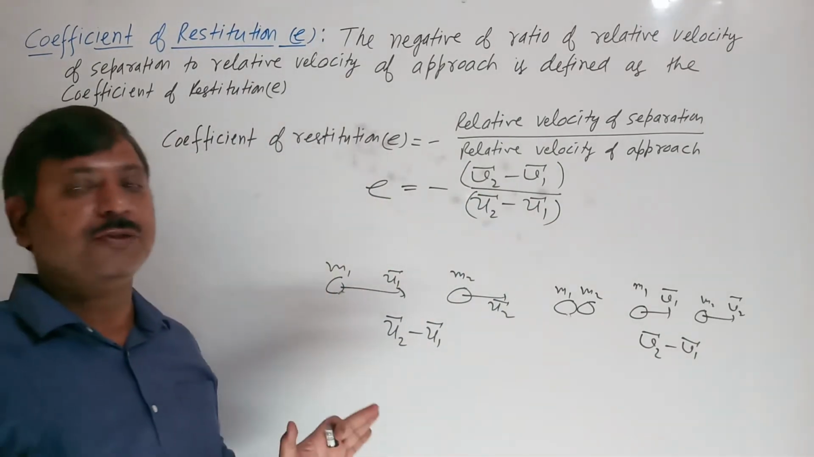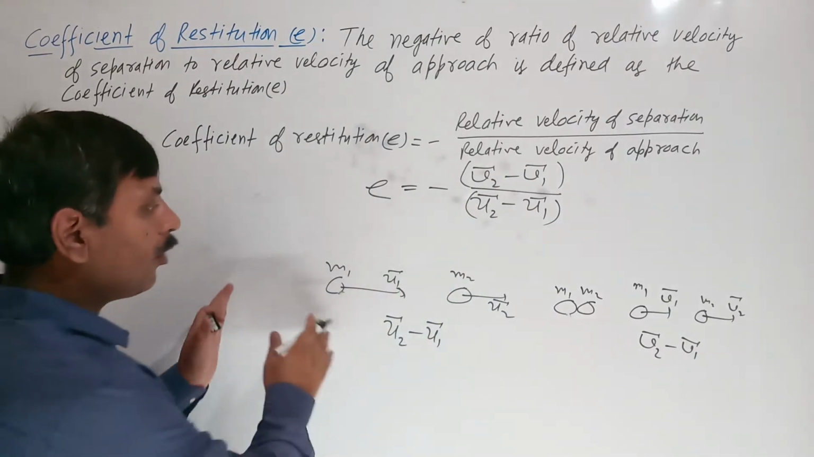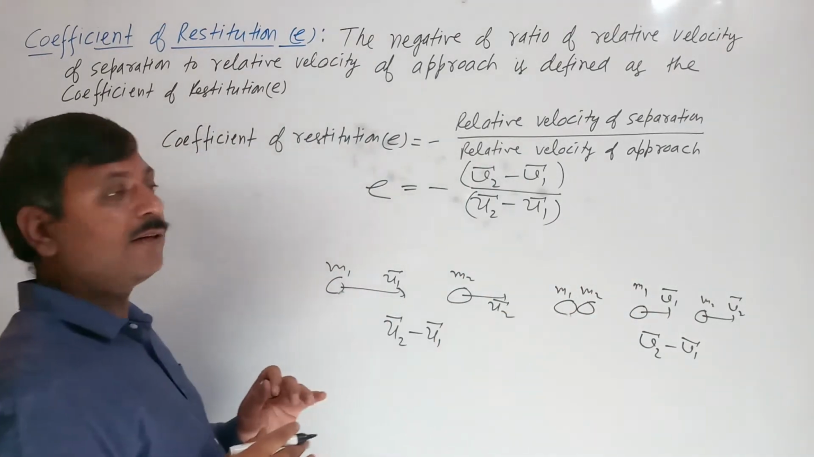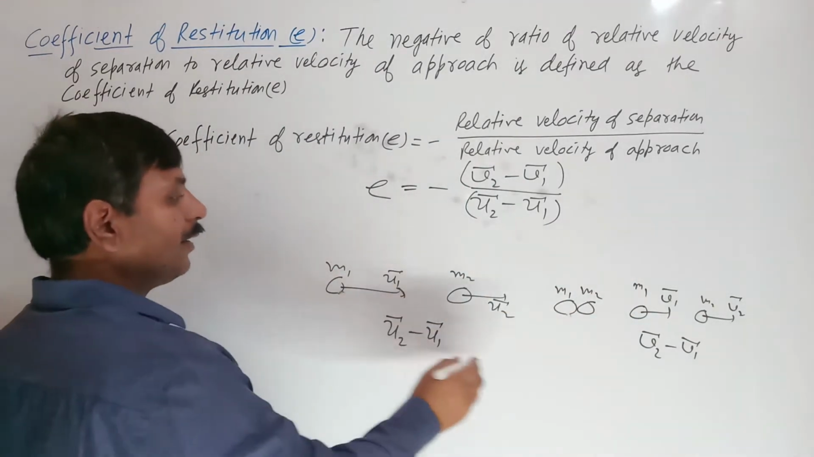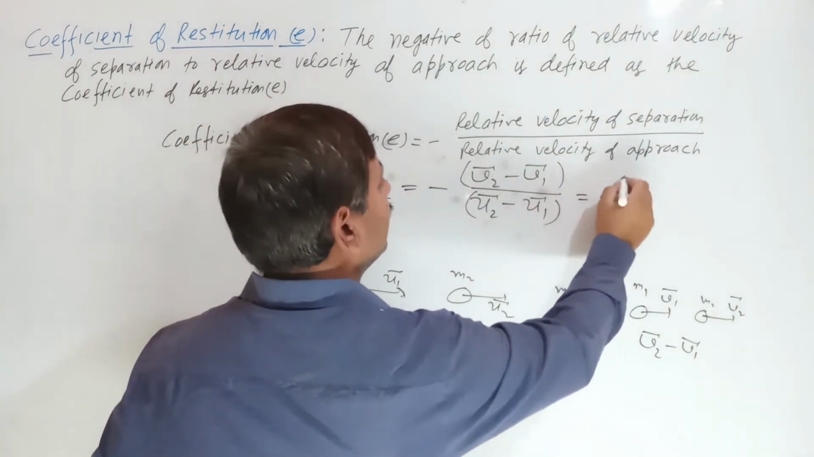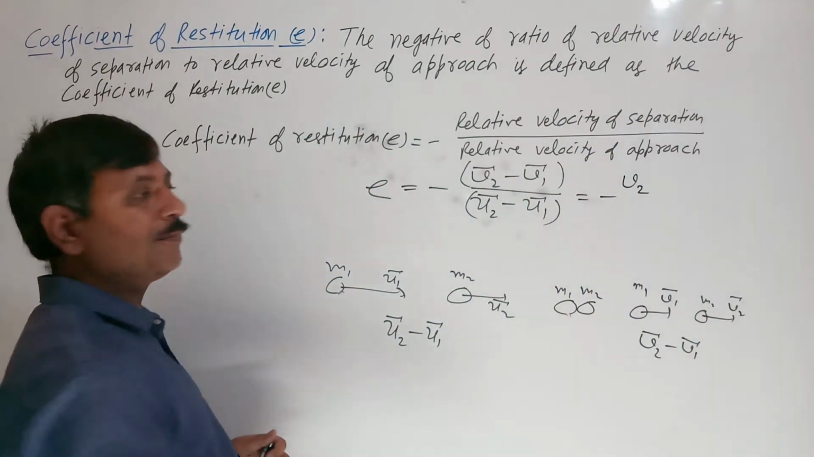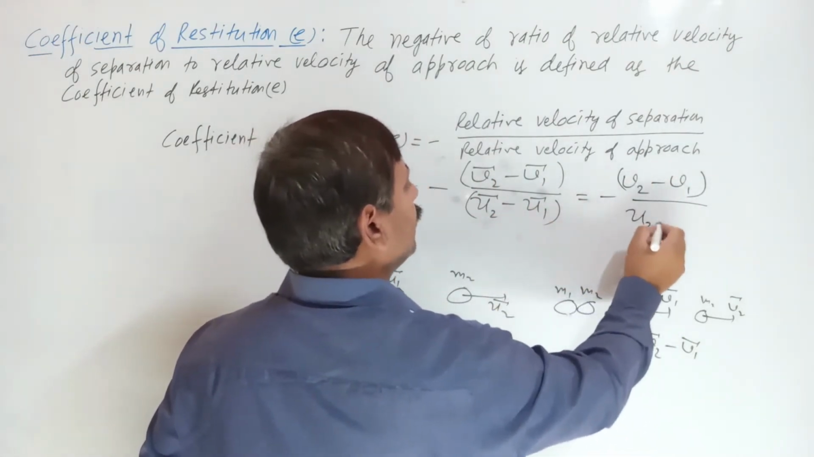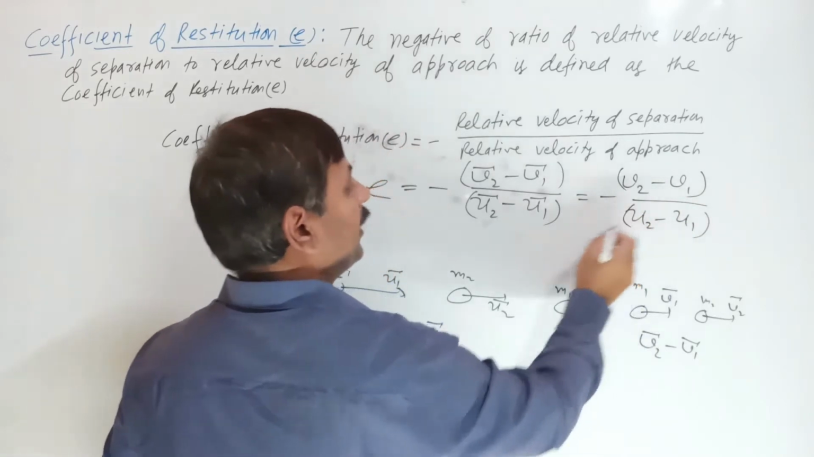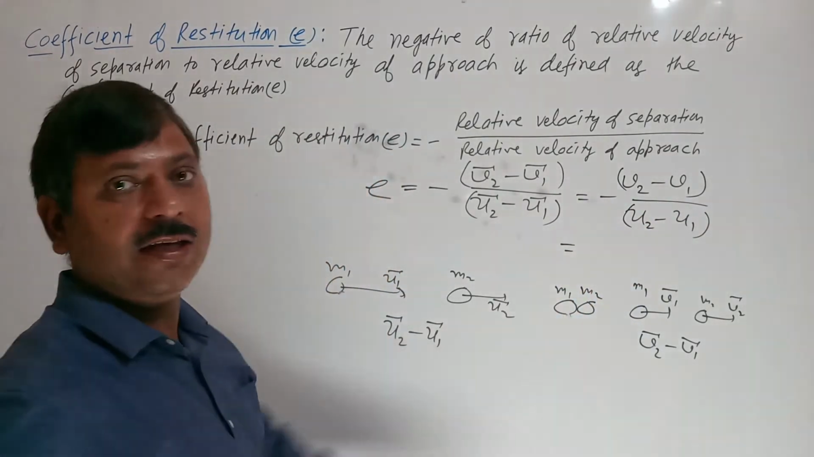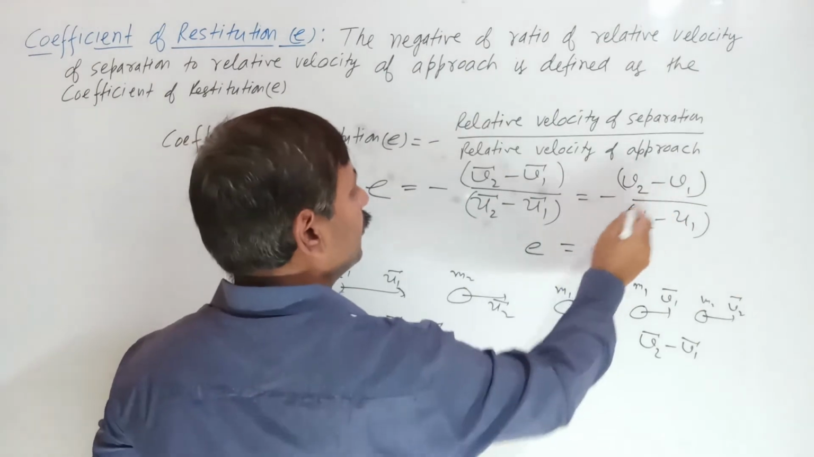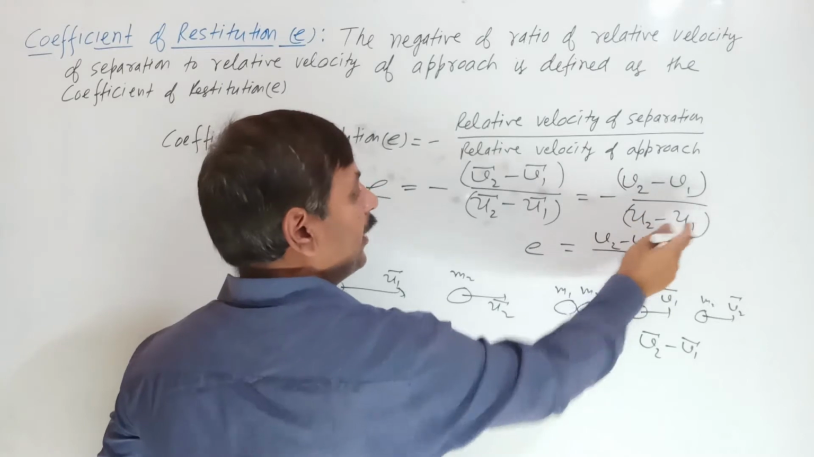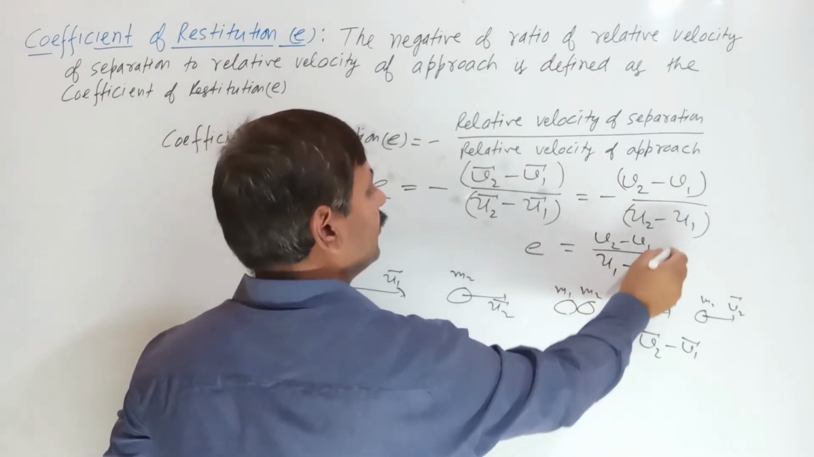coefficient of restitution. Suppose all objects are moving in a straight line in the same direction. What happens? The speed is v2, we can take this as v1, and this is also u2 minus u1. The minus sign I have taken here. So e is equal to (v2 minus v1) upon, the minus sign I have multiplied, (u1 minus u2).